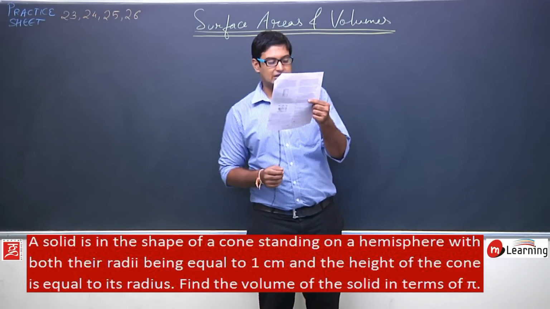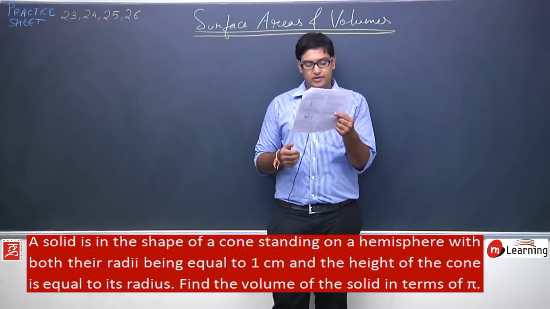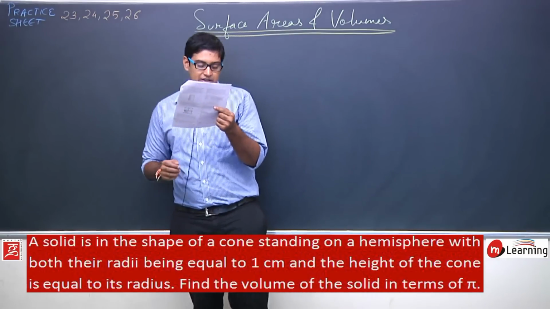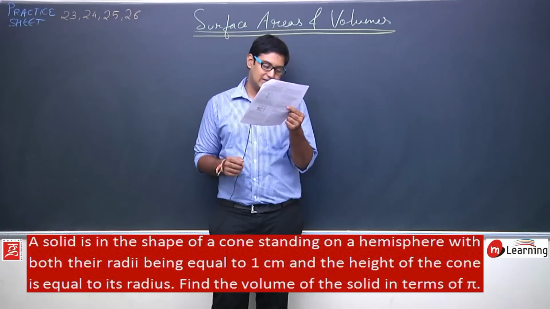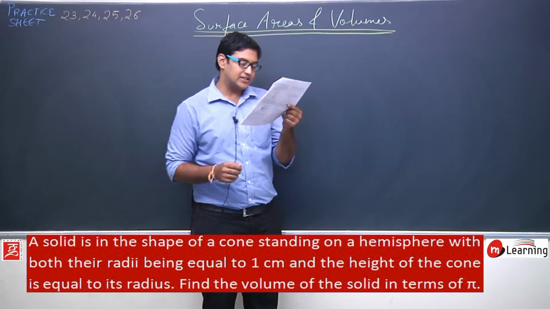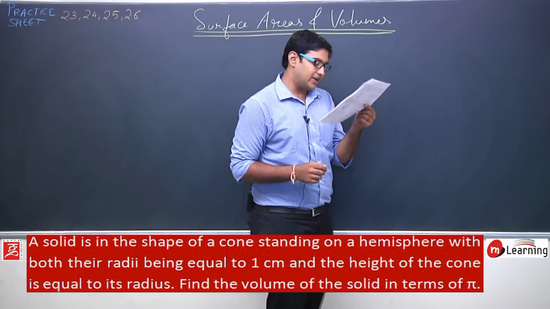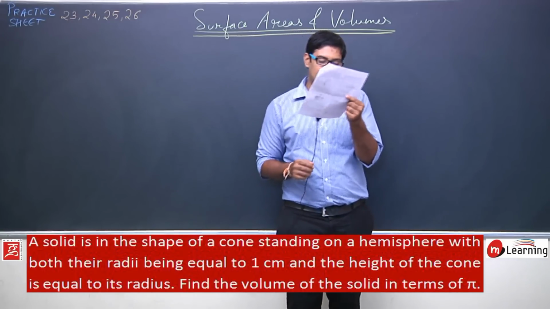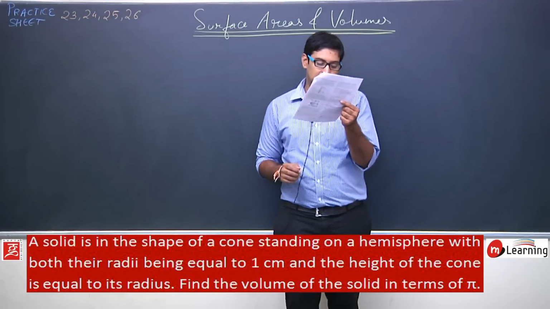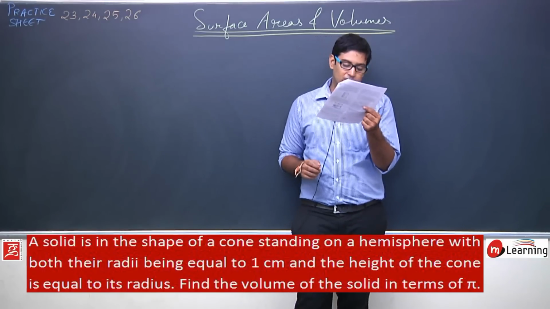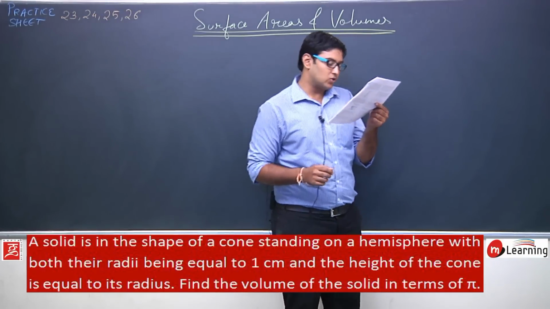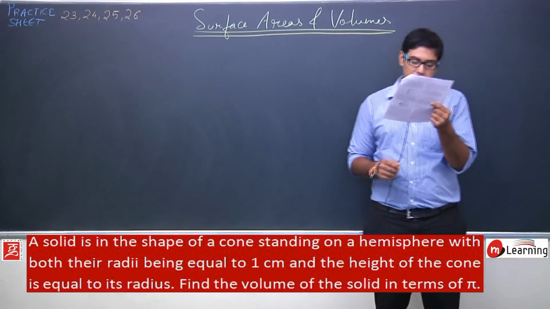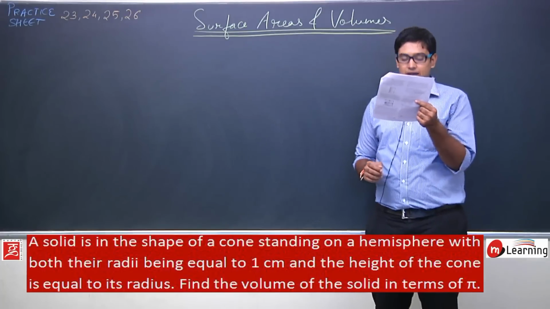Okay, let us now discuss question number 23. We have discussed up to question number 22. Now let us discuss 23. Question number 23 says a solid is in the shape of a cone standing on a hemisphere with both their radii being equal to 1 centimeters and the height of the cone is equal to its radius. Find the volume of the solid in terms of pi.